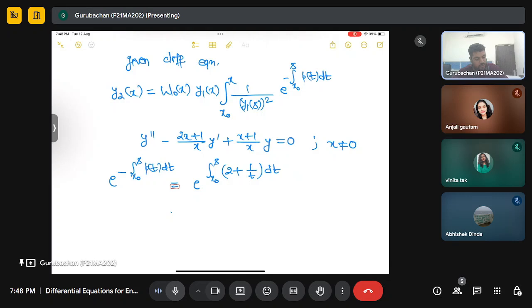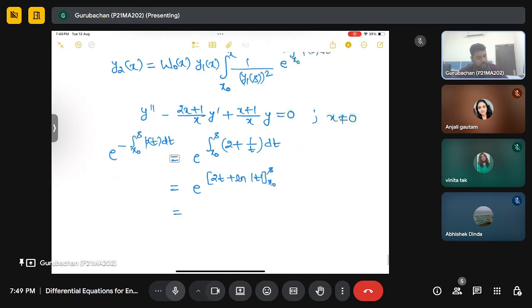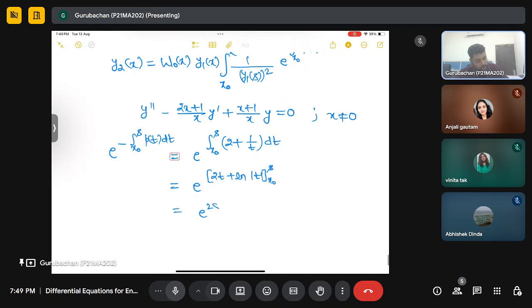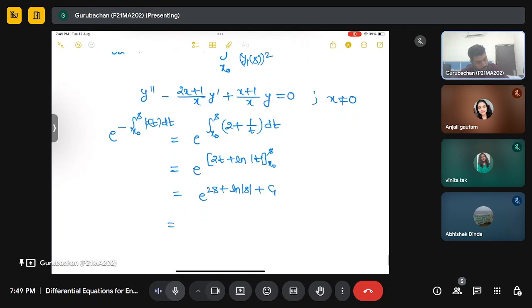Since it has a negative sign, so I sign. So this will give you 2t plus ln mod of t from x naught to s. This will be e to the power 2s plus ln s, and the other thing I am treating as constant. So this will give c2, here c2 is e to the power c1, and the other factor will be s times e to the power 2s. I hope till now it is clear.